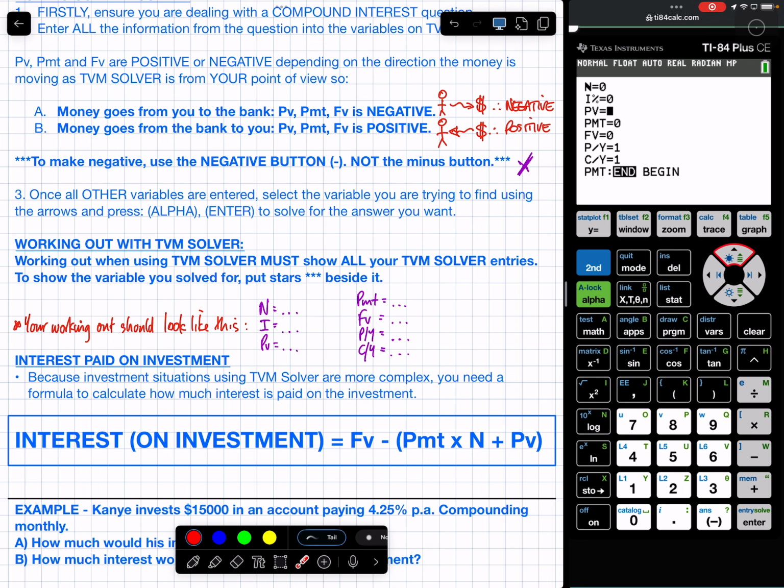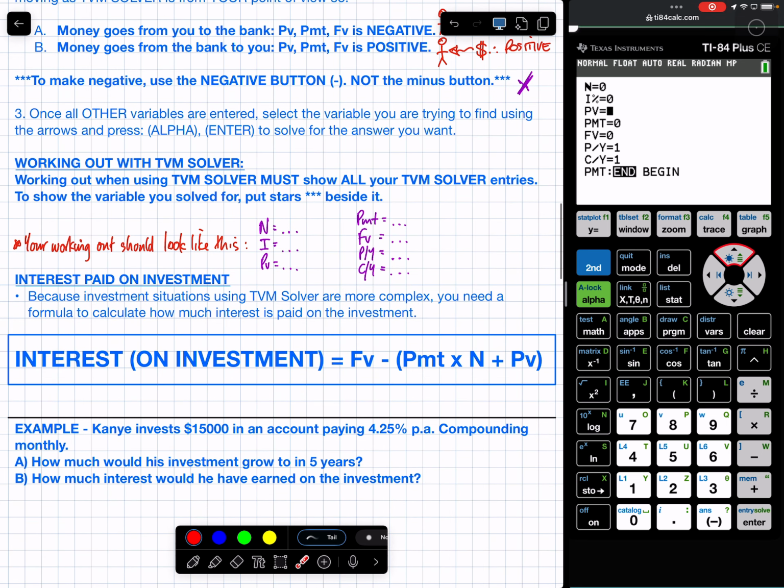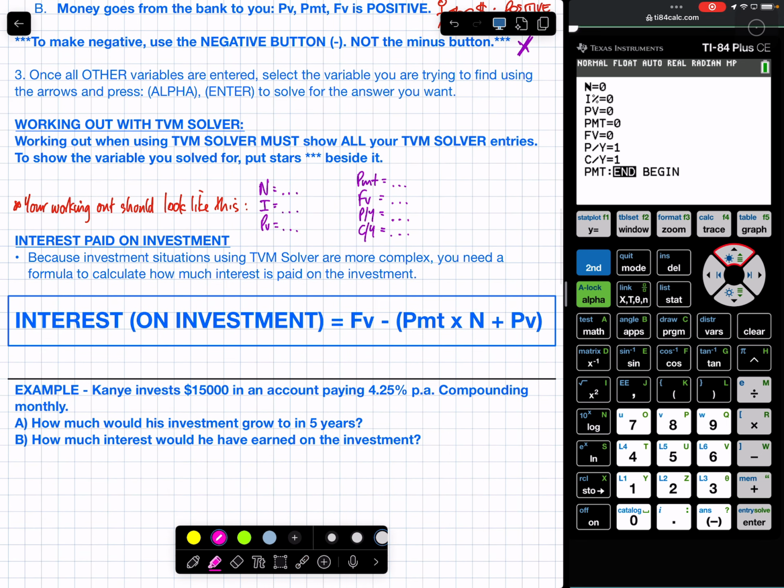We got Kanye here. Kanye invests 15 grand in an account, pays 4.25% per annum, compounding monthly. How much is his investment going to grow in 5 years? So how do I know that I'm going to use TVM Solver? It says compounding interest. Compounding interest, open TVM Solver.